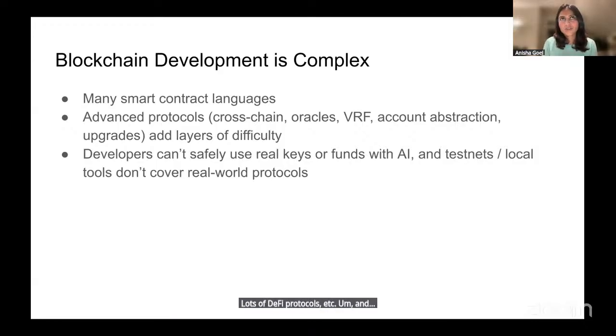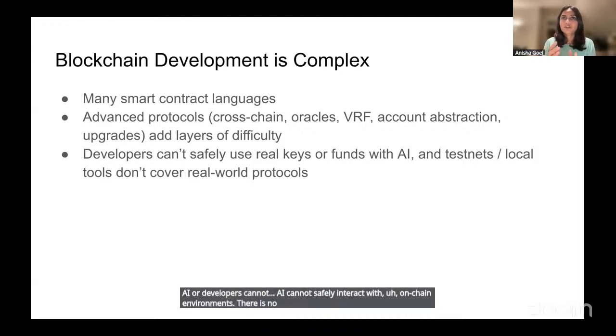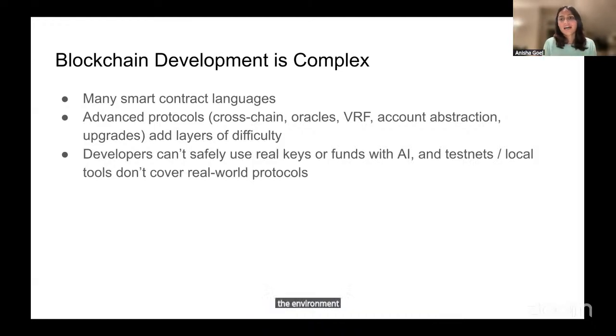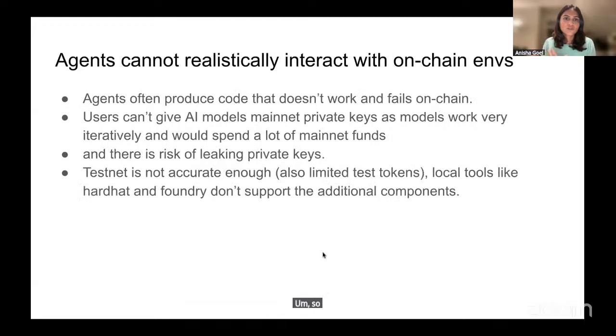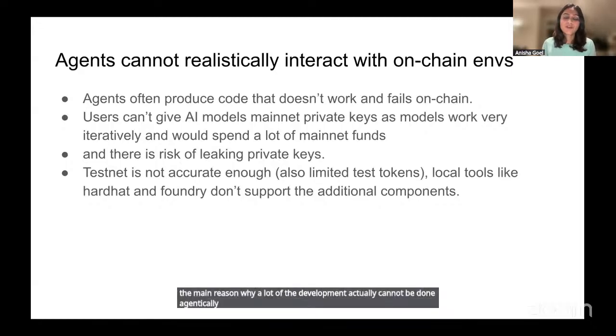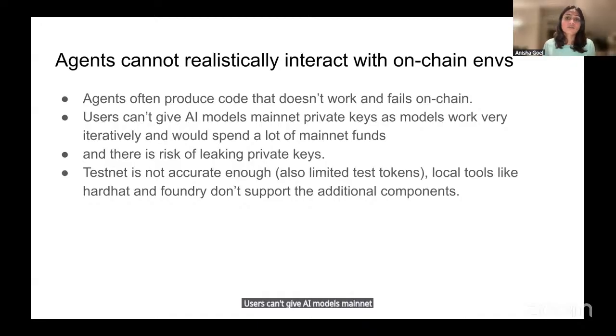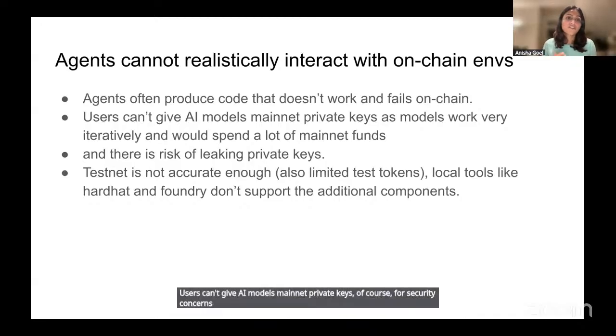And AI cannot safely interact with on-chain environments. There is no real way to bridge that gap between the environment that AI operates in versus the on-chain environments. And that's the main reason we found why a lot of the development actually cannot be done agentically. Because what ends up happening is agents often produce code that doesn't work or fails on chain. Users can't give AI models mainnet private keys, of course, for security concerns. Models work very iteratively. They can spend a lot of mainnet funds.